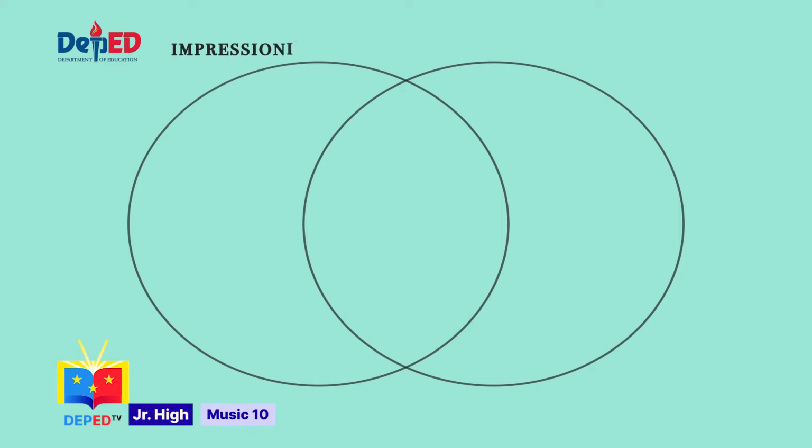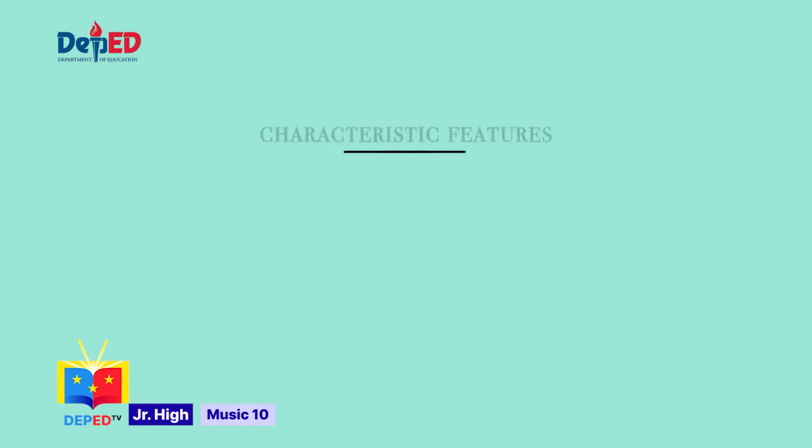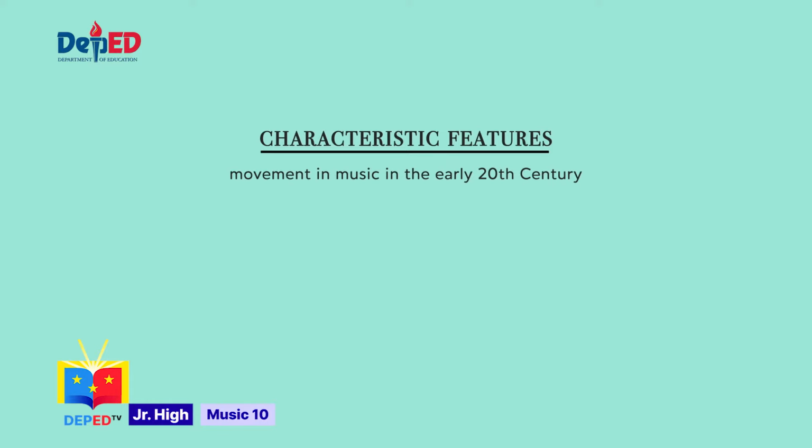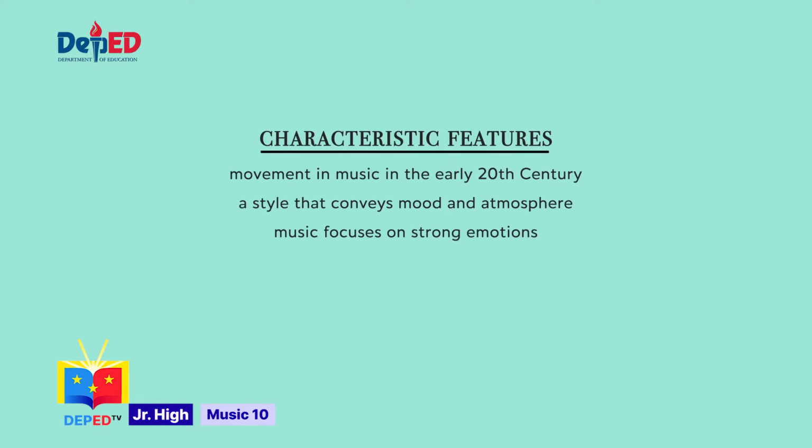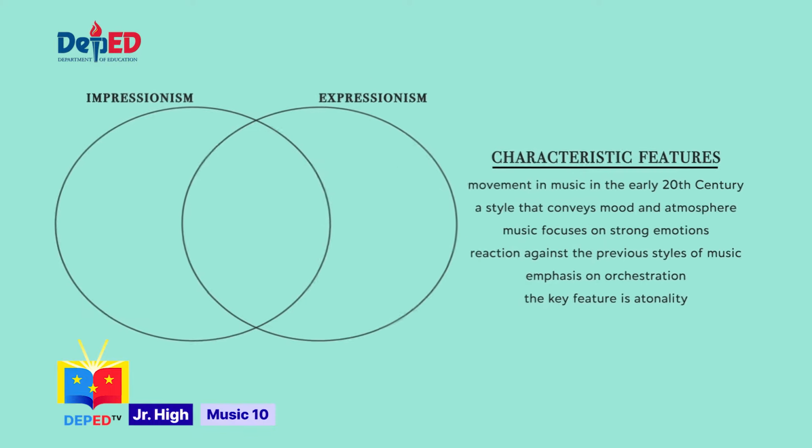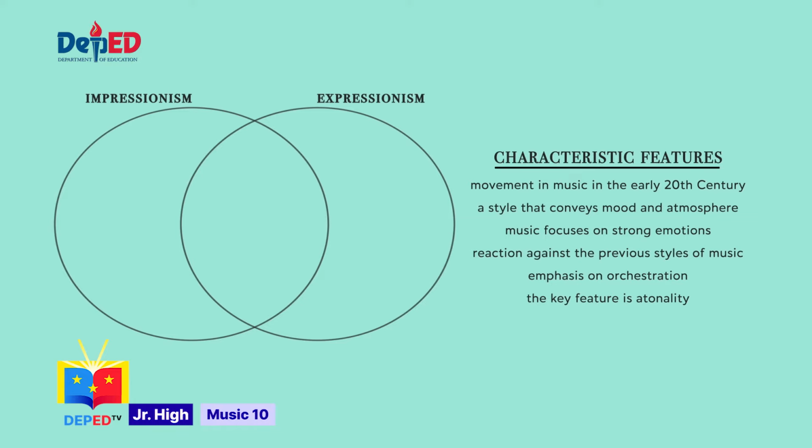As a recall of our past lesson, complete the music Venn diagram by writing down the differences and similarities between Impressionism and Expressionism in music. Write a description on the left side if it describes Impressionism, and for the right side if it describes Expressionism. If you think that the description both applies to Impressionism and Expressionism, write it in the middle. I'll give you 60 seconds to answer. Are you ready?